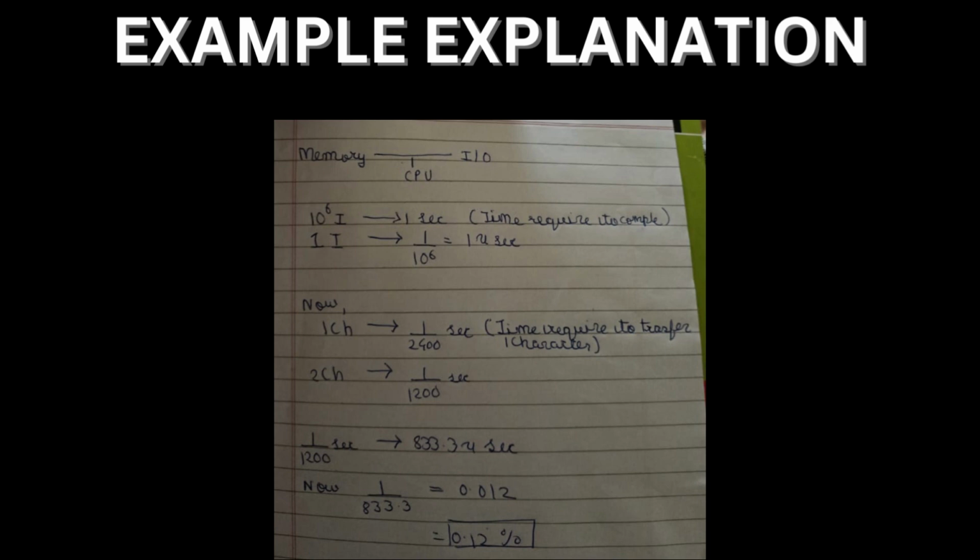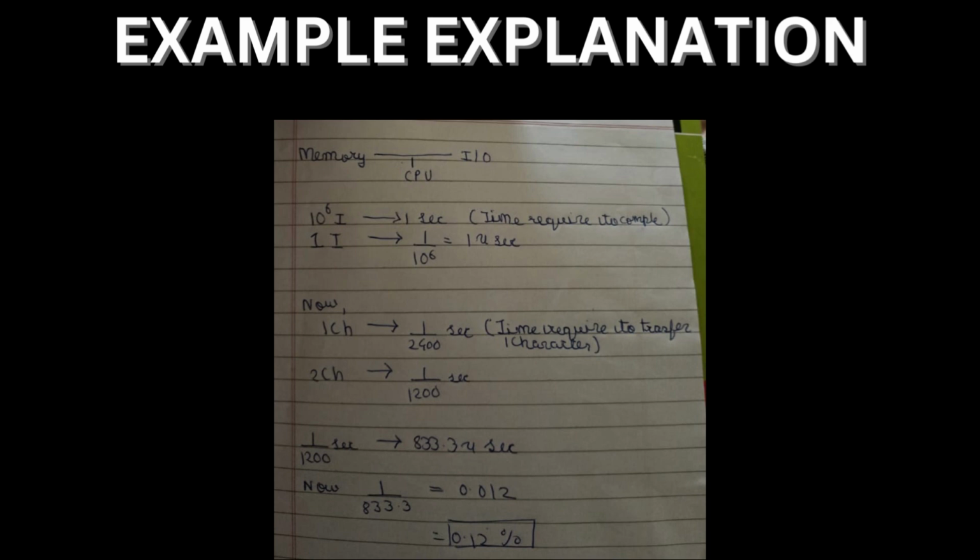Now, the device from which we want to transfer our data with the help of DMA to memory has a rate of 2400 characters per second. For one character, it requires 1 upon 2400 second. For two characters, we require 1 upon 1200 second because we have 16-bit words, which is nothing but two characters. Now, 1 upon 1200 second is equal to 833.3 microseconds, which is nothing but the slowdown in the CPU, or the time required for DMA to transfer characters from input-output device to memory.